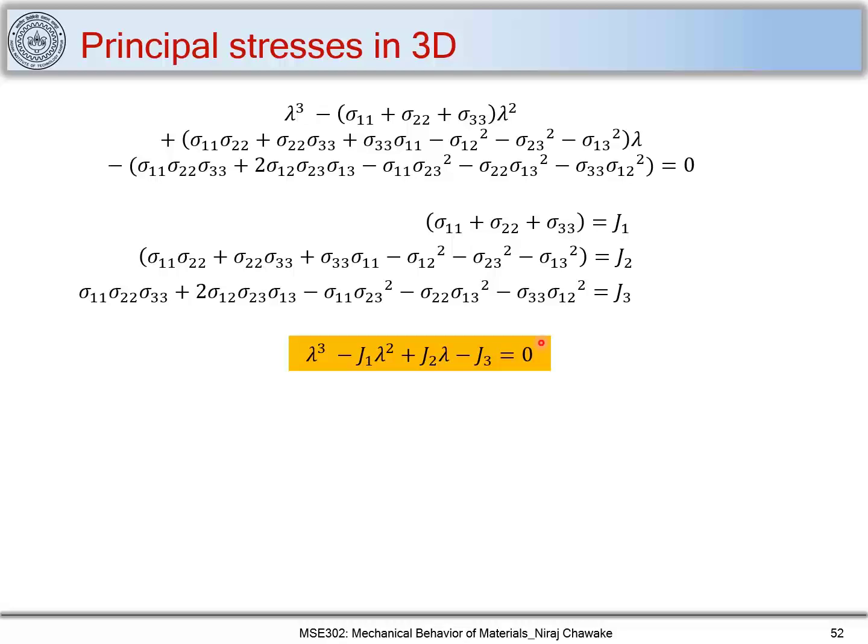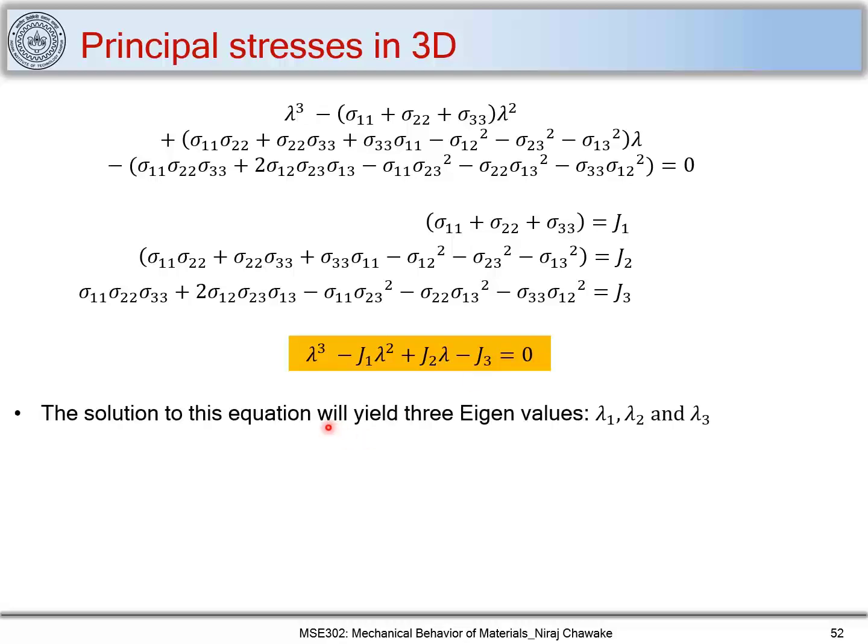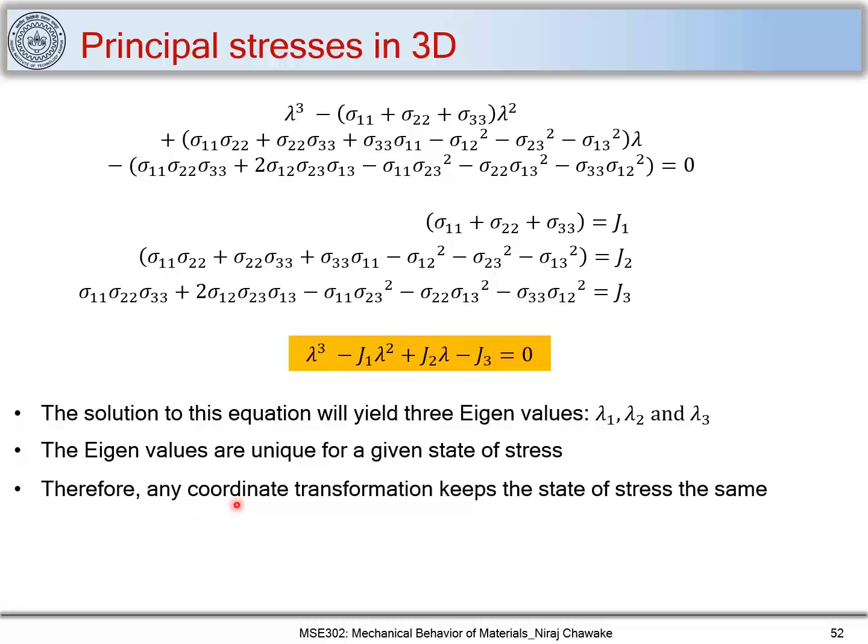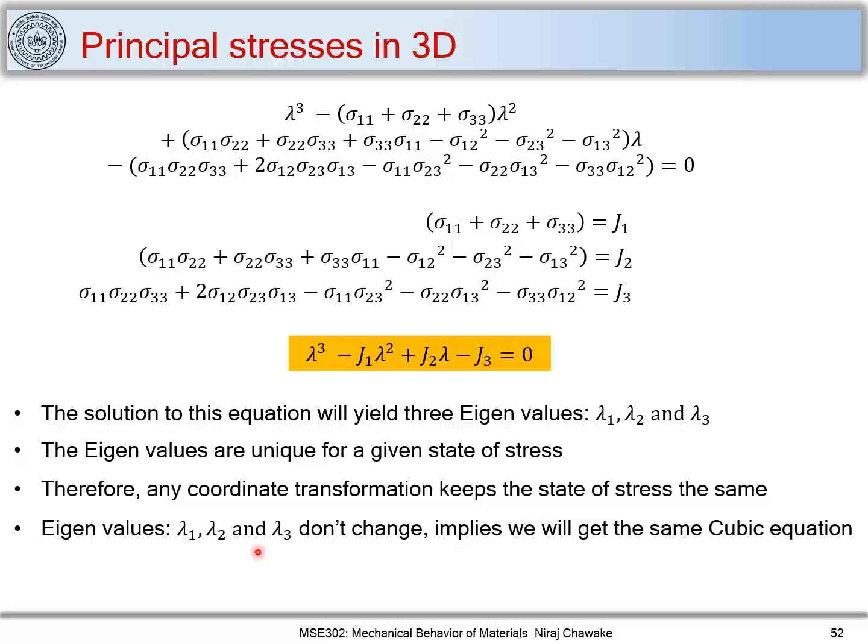It will have 3 roots, lambda 1, lambda 2, and lambda 3. These are nothing but your eigenvalues, and these eigenvalues are your principal stresses. The eigenvalues remain unique for a given state of stress, and therefore any coordinate transformation keeps the state of stress the same. So lambda 1, lambda 2, lambda 3 will not change, which implies that we will get the same cubic equation.